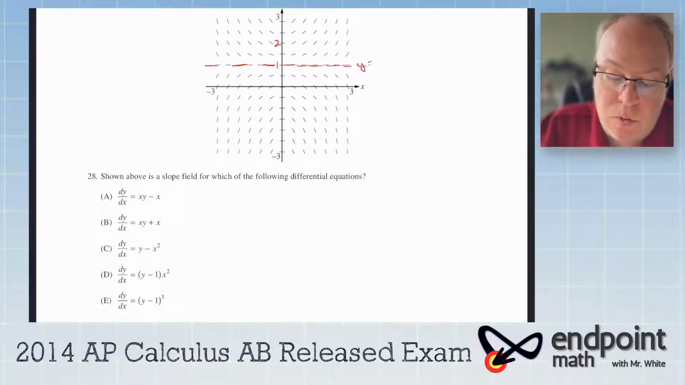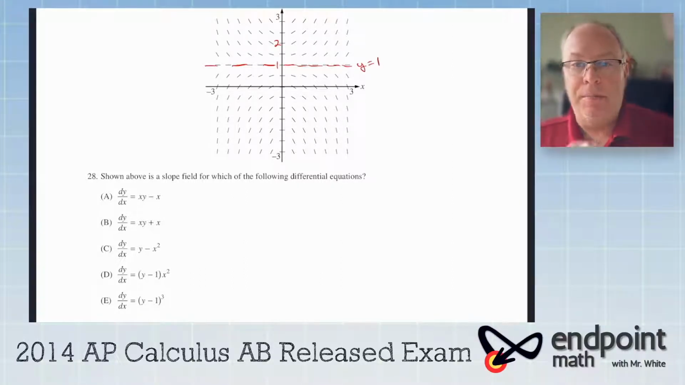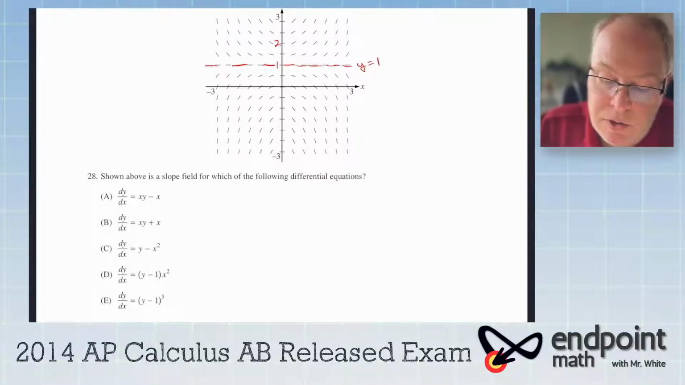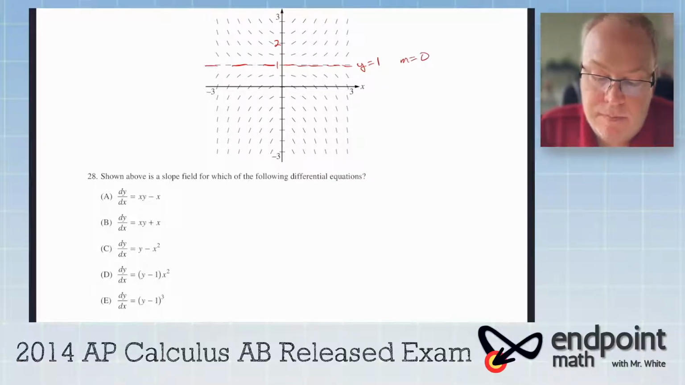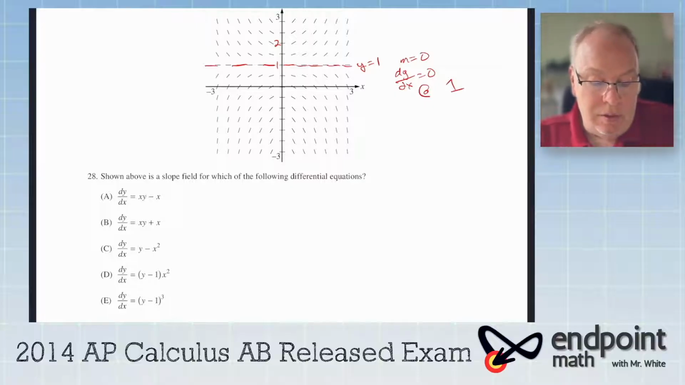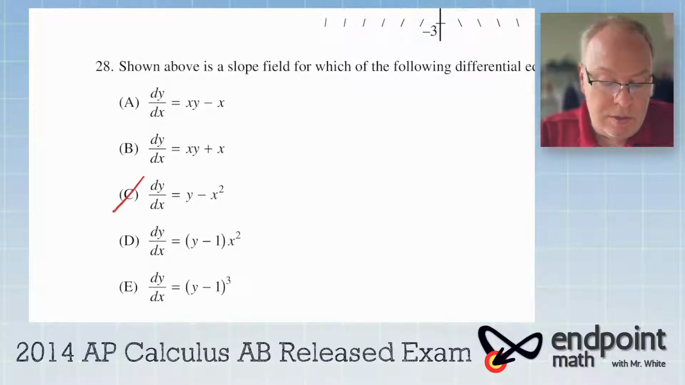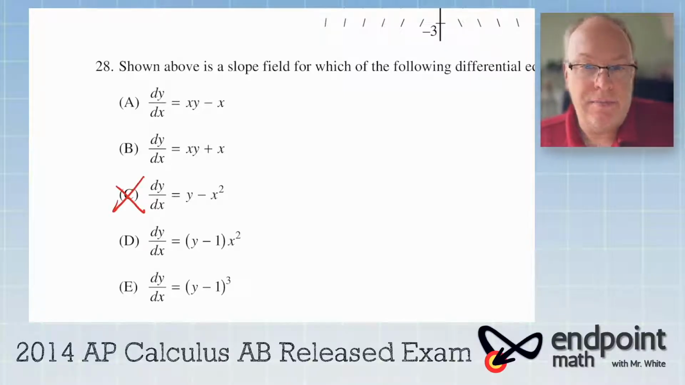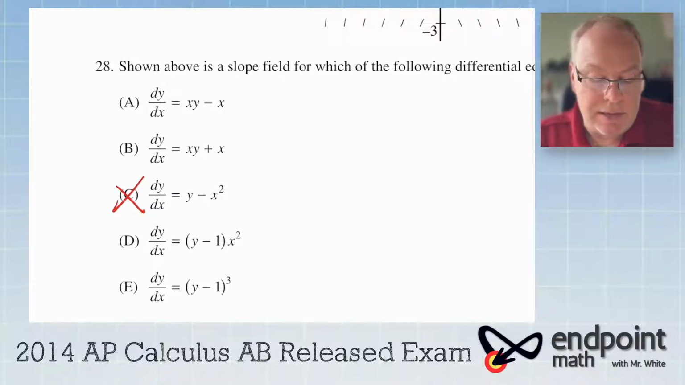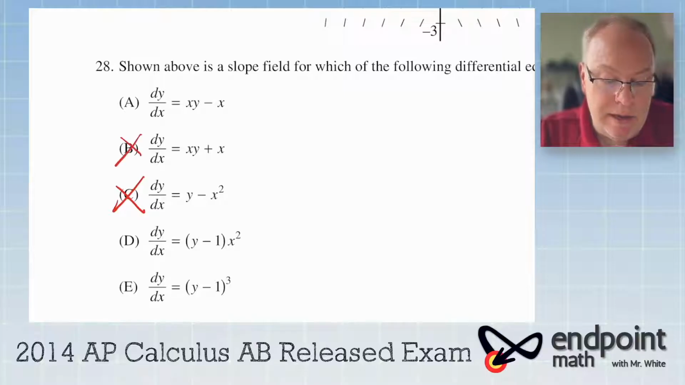So at y equals 1, x doesn't matter, first of all. So you see how it's completely independent of x. And I also notice that the slope there is 0. In other words, dy/dx is 0 whenever y is 1. And I look down here, and I can rule some of them out. You see, this letter C is dependent on x. When y is 1, we'd have different slopes. That's not correct.